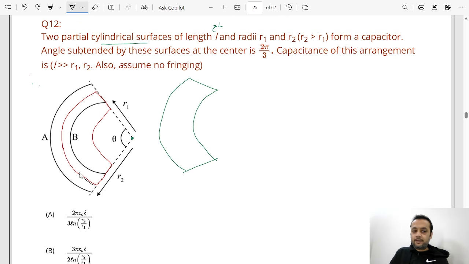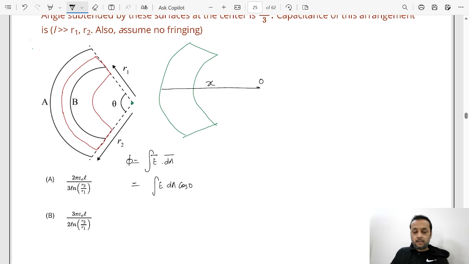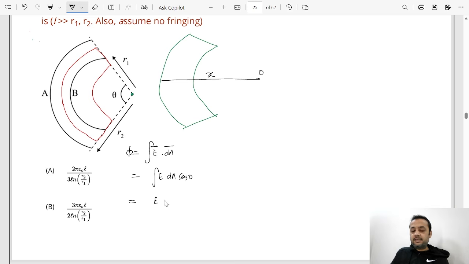That means flux will happen only on this part. Okay, on this much part, and this radius, if you remember, was x. So to find the flux, we can use integral E dot dA. Now area vector and electric field both are radially outward, so this will become E into dA into cos 0, right? So E into dA, what is the value? Integral dA will become the area of this surface, right?